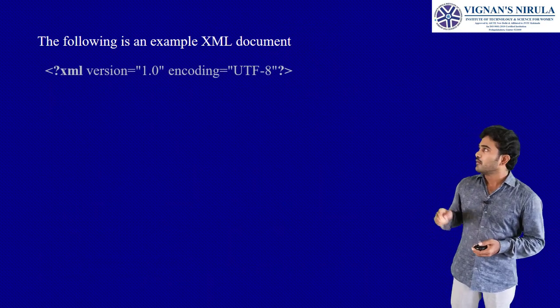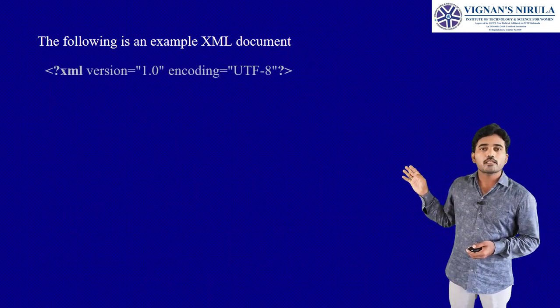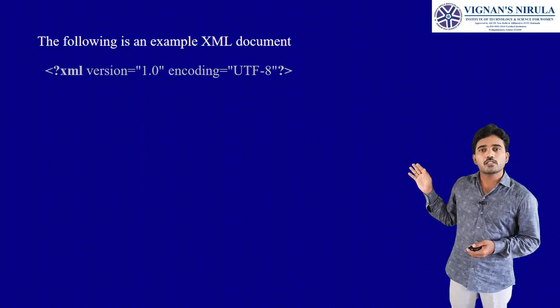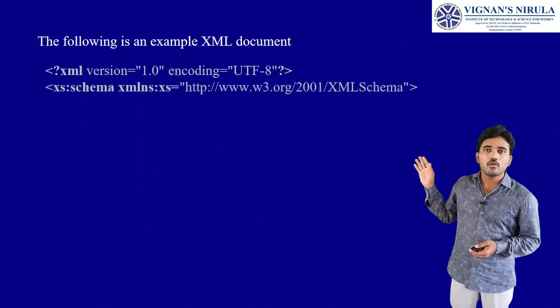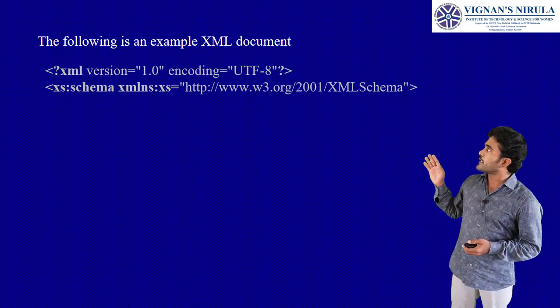Understood? Then coming to the example. In this example, the first line that I have written is XML version equals 1.0, encoding equals UTF-8. Thereafter, I am writing xs:schema.